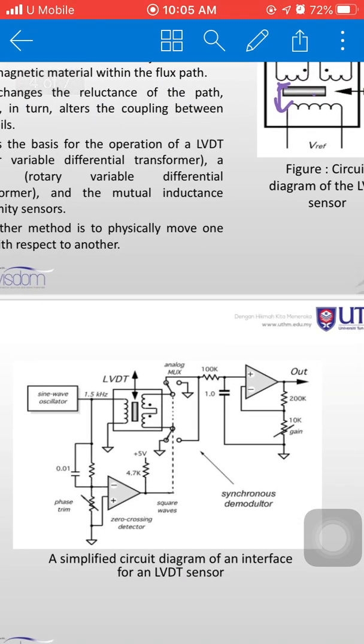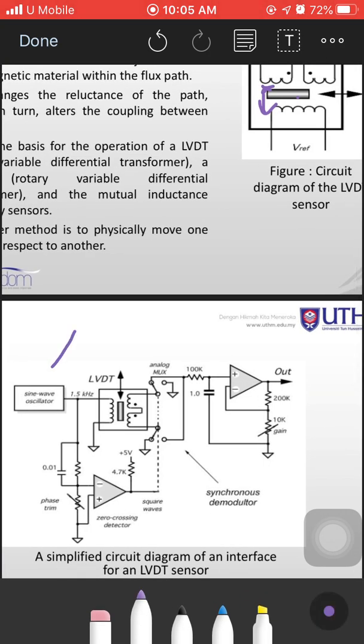So if we look here, this is a simplified circuit diagram of an interface for an LVDT sensor. An LVDT is a transformer with a mechanically actuated core. The primary coil is driven by a sine wave with a certain amplitude. The sine wave eliminates error-related harmonics in the transformer. An AC signal is induced in the secondary coil. This one is the primary coil, and this one is the secondary coil.